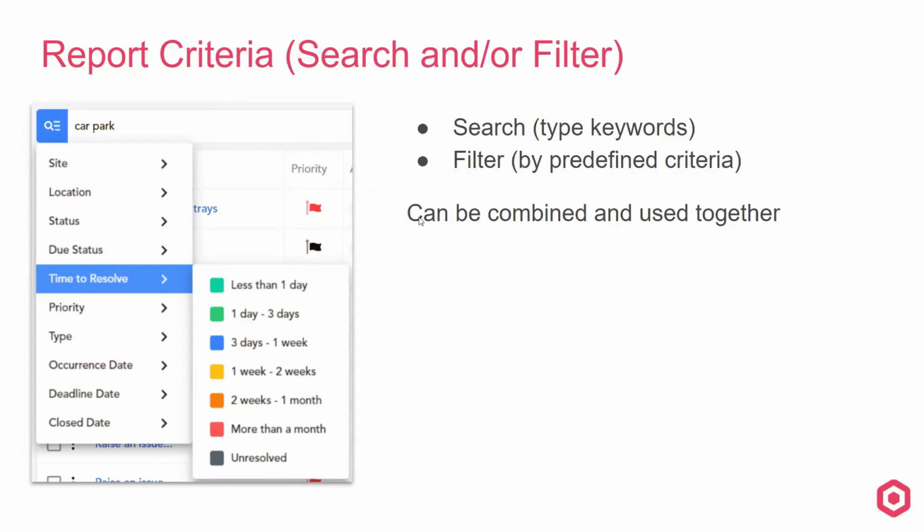If you want to search by keyword, you simply type in your keywords in the top bar, hit enter, and that filter will be applied, that keyword criteria will be applied. So you've searched within the data that's stored.